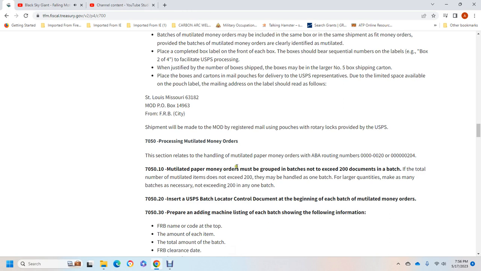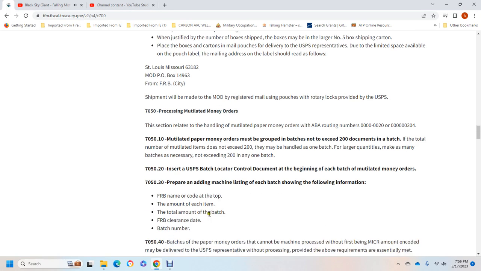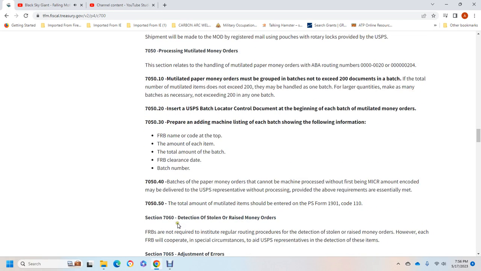Preparing an adding machine listing for each batch showing the following information: the Federal Reserve Bank and the code at the top, the amount of each item, and the total amount of the batch. Federal Reserve Bank clearance to have batch number 750.40.